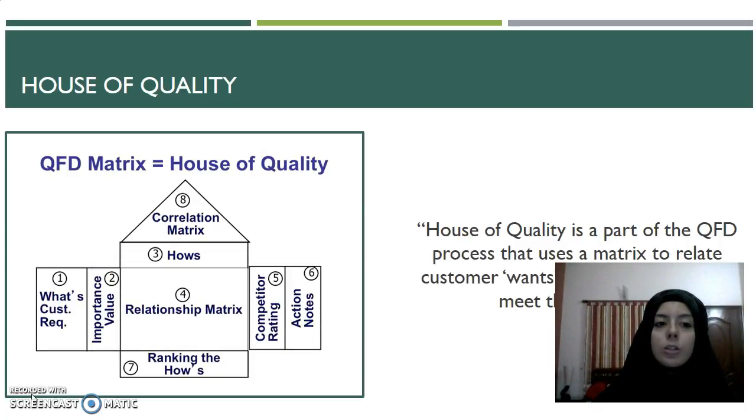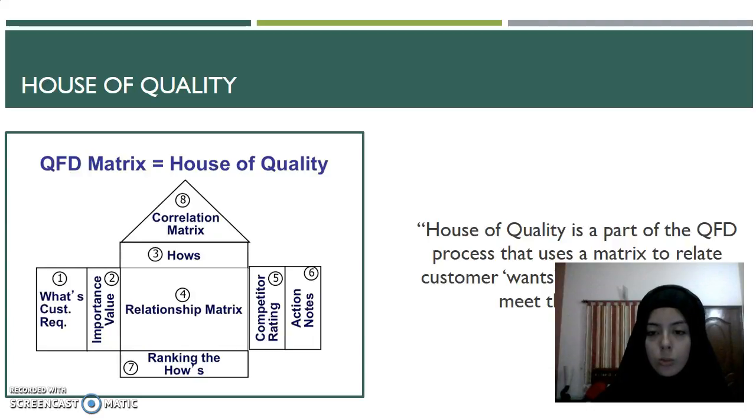Okay, now we're coming to the house of quality. So, house of quality is basically a structure that quality function deployment uses to organize all the information that it has. So, it is basically a diagram that looks like a house, and it shows the relationship between whats and hows.